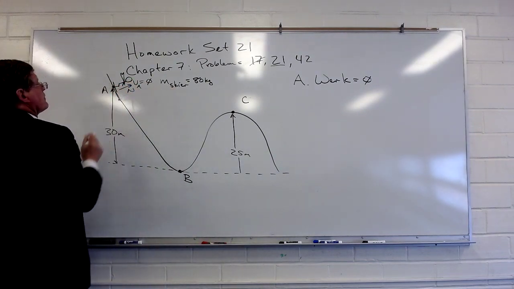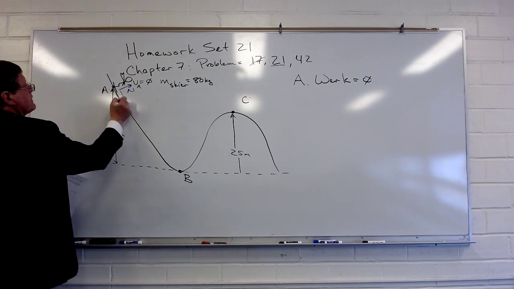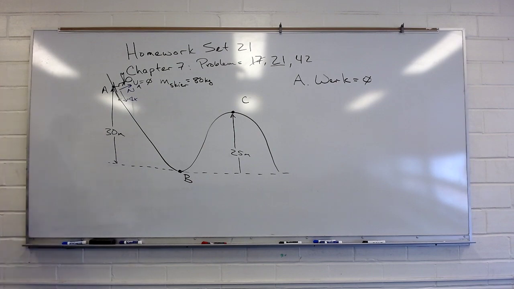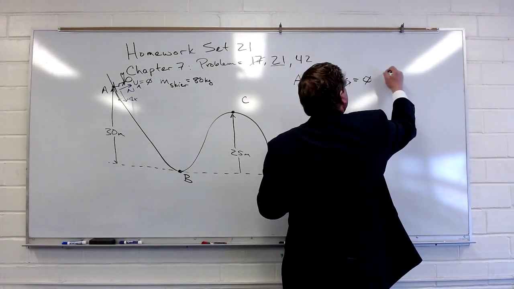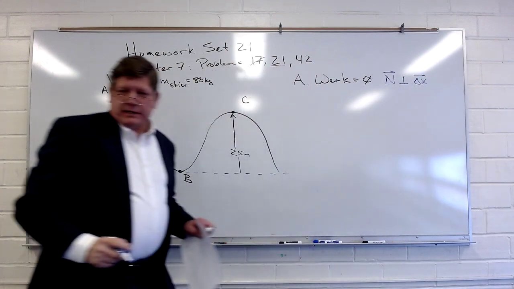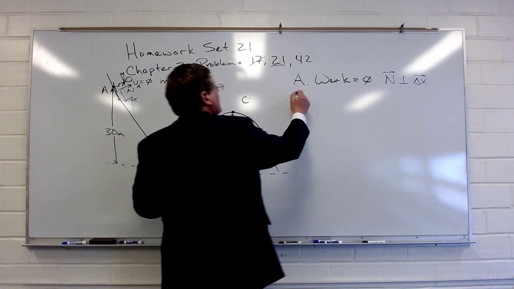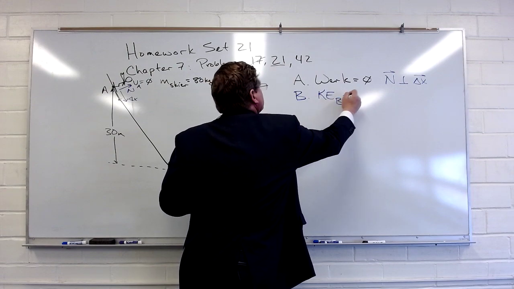That normal force is always going to point perpendicular to the hill no matter where we are on the hill. And the motion is always going to be along the hill. And since those are perpendicular to each other, the work is 0. The normal force is perpendicular to the displacement. Okay. Now part B asks us to find the kinetic energy at point B.